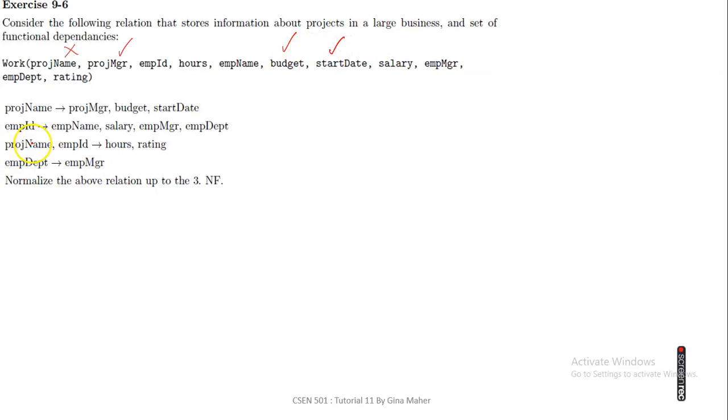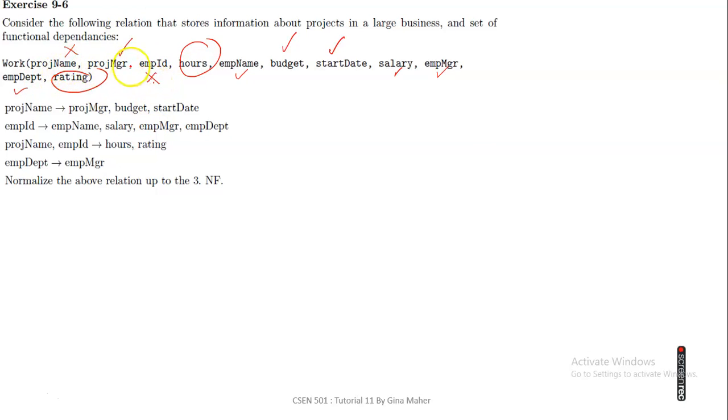Employee ID implies employee name, salary, manager, department. So if we have the employee ID, we can get the name, the salary, the manager, and the department. Together, the project name and the employee ID can get the hours and the rating. So, before completing, what is the primary key in this relation? What are the attributes that if we have, we can deduce all other attributes? Actually, the project name and the employee ID.